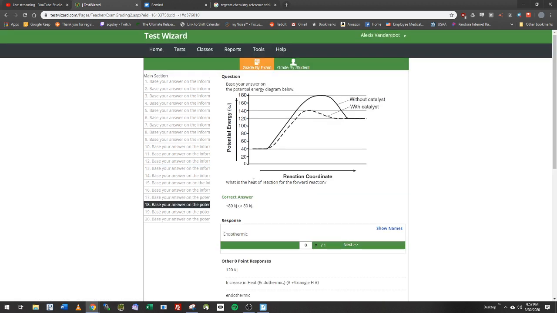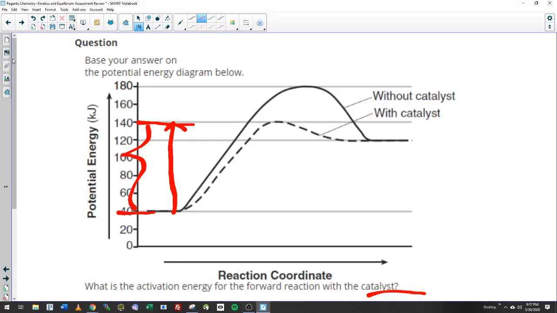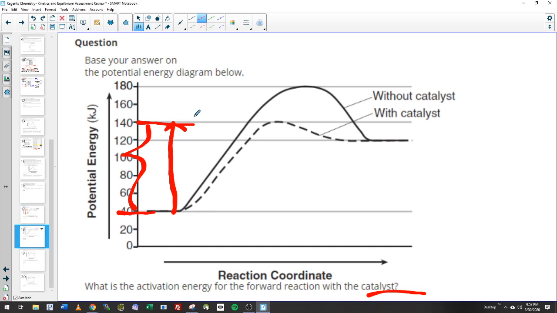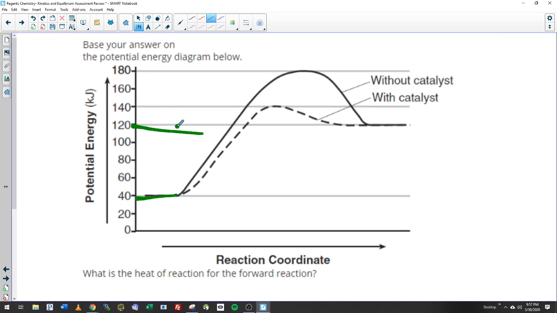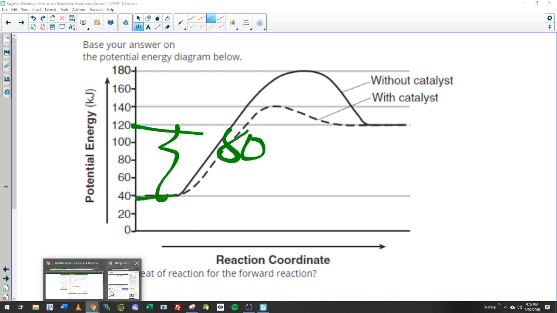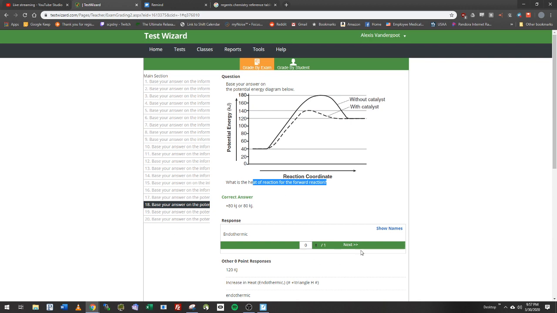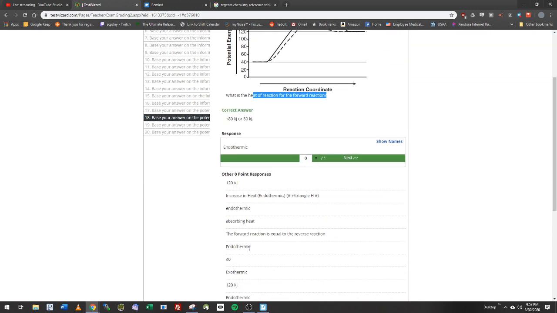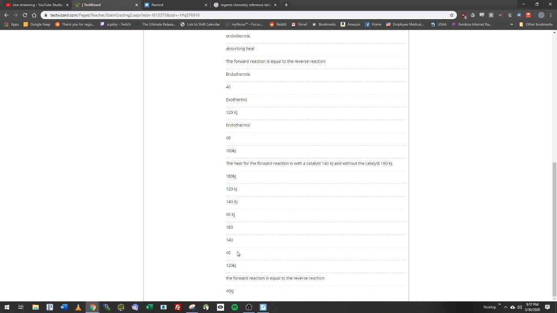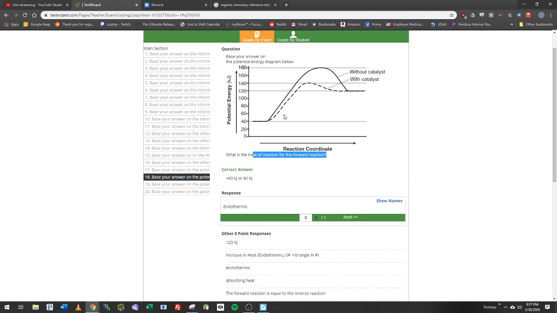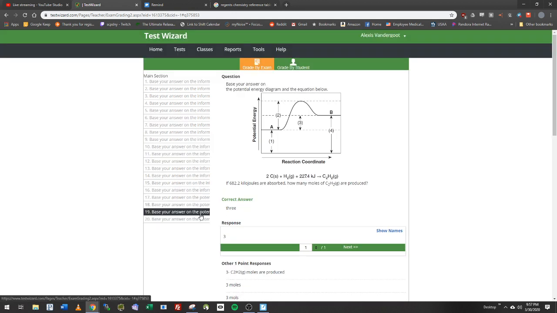What is the heat of reaction? I'm going to jump to the Smart Notebook file. Okay, the heat of reaction is the distance between these two lines. So that's where this 80 is coming from. If I subtract these two, that gives me my 80. And wrong answers, yeah, I just think you don't know. The heat of reaction is the distance between the two flat lines.